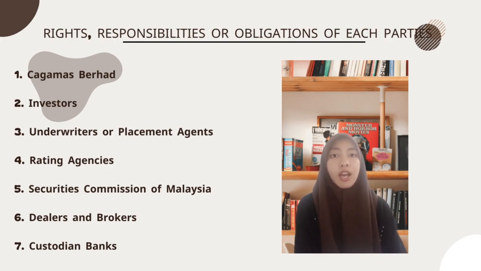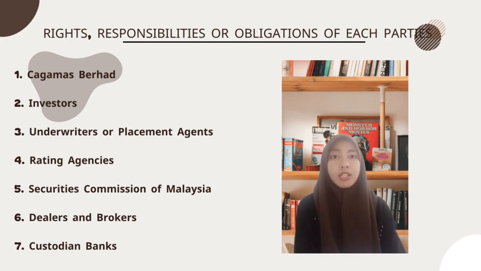Third party are underwriter or placement agents. They got right to assist Cagamas in marketing and distributing the commercial paper to potential investor. Next is rating agencies, right to conduct independent assessment of the creditworthiness of the commercial paper, right to assign ratings based on their evaluation, providing investor with information to assess the risk associated with the papers.